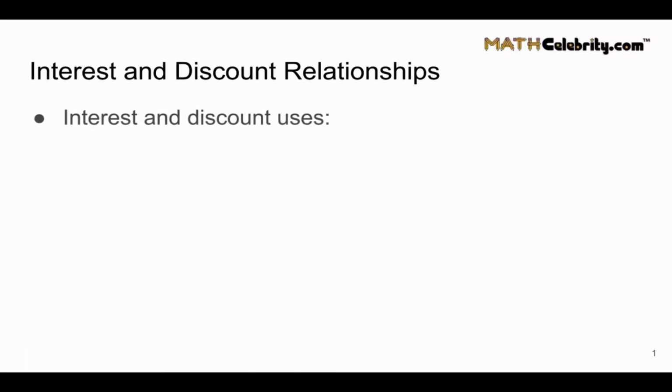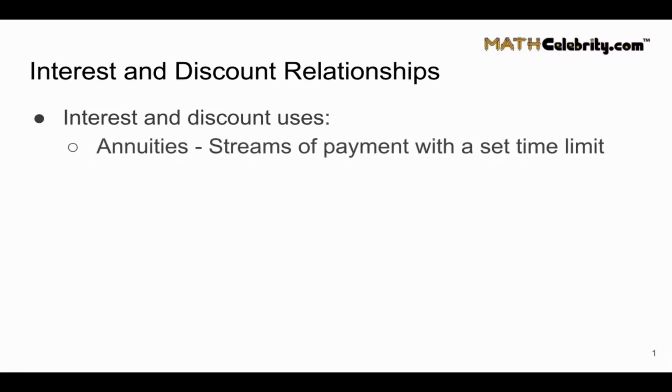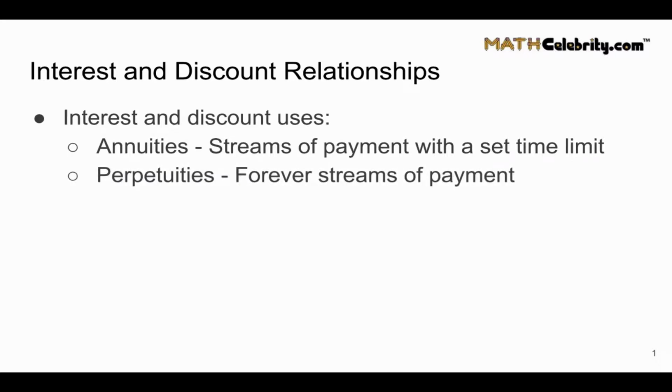So first, what are the uses for these interest and discount variables I'm about to show you? They're used in two primary instruments. First, annuities, and annuities are streams of payment with a set time limit. The most popular example of an annuity is either a mortgage payment or a car payment. Next, perpetuities. These are like annuities, but they're forever. They never stop, so they're forever streams of payment.